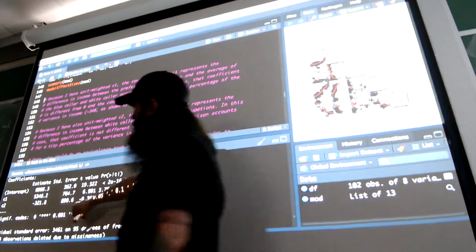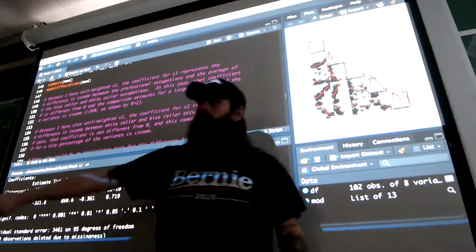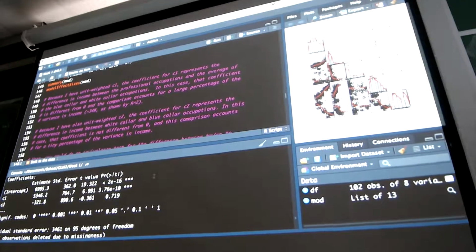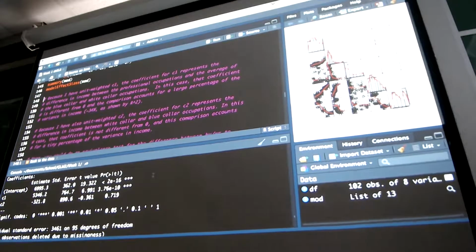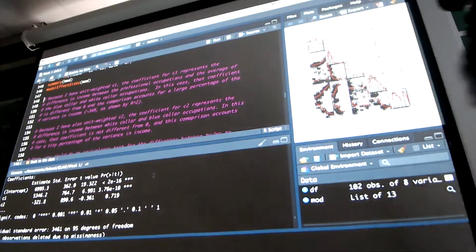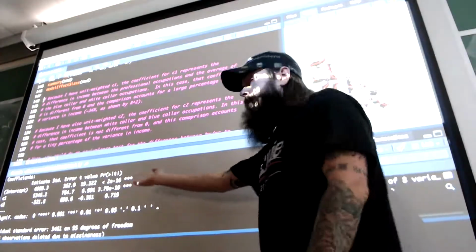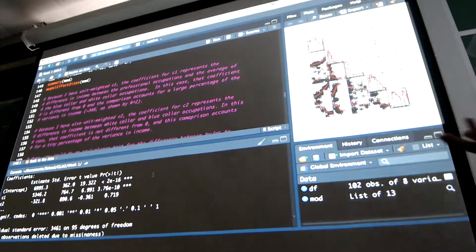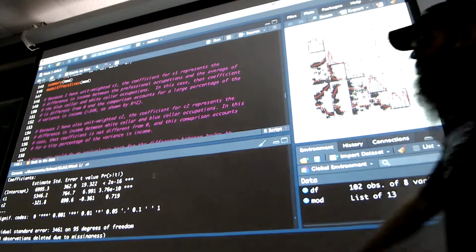So then what is this $321 here? That slope of C2. Just the difference between blue collar and white collar. Exactly. So that C2, it's ignoring professionals. On average, what's the difference between blue collar workers and white collar workers?